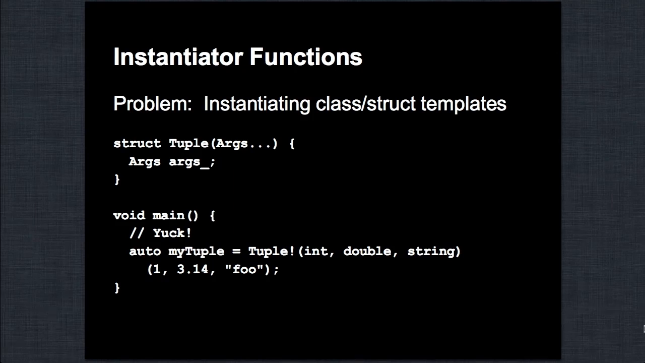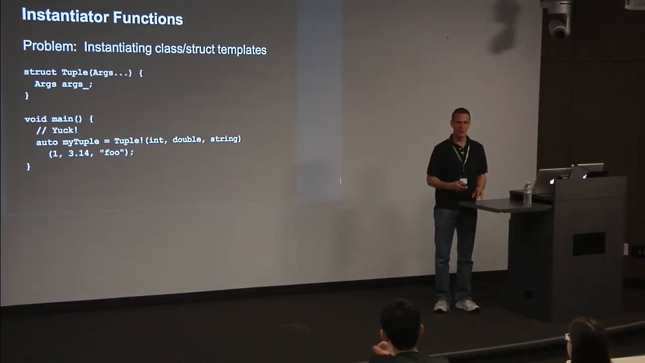The problem with this is that the compiler already knows that 1 is an int, 3.14 is a double, and foo is a string. Yet we're specifying that information redundantly. This is really ugly. It's a lot of boilerplate. It makes your code more brittle. If you want to change one of the arguments, you have to change things in two different places. And we don't like to type that much, because D people have lazy fingers.